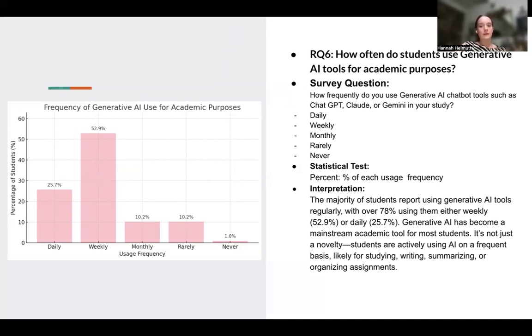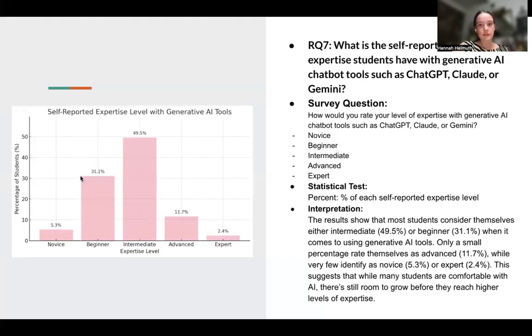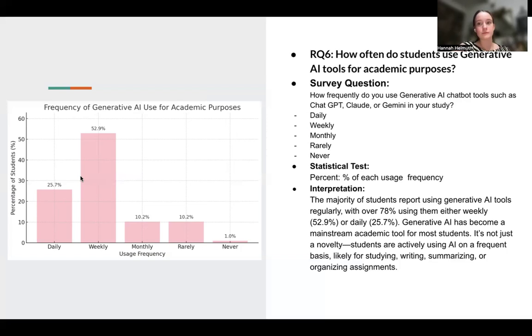I think this is really important because it goes to show how often students are using it even in their everyday activities: studying, writing, summarizing, organizing assignments. It's something that I even do on a normal basis when using Gen AI tools.